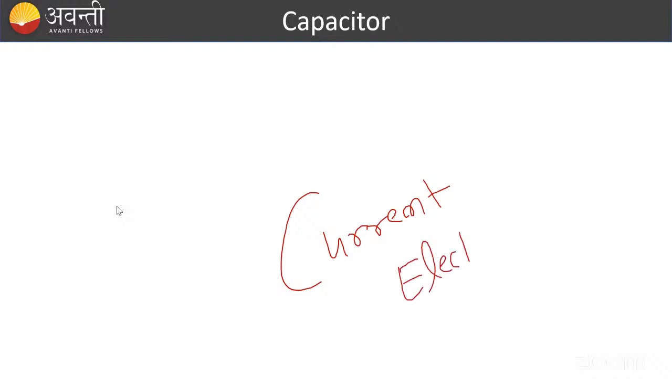ठीक है, कल के क्लास में we will be meeting with new topic, that is your current electricity. ठीक है, so we will start learning current electricity.